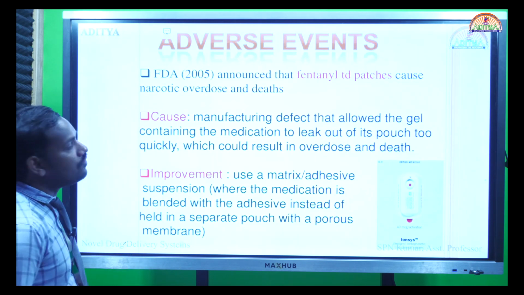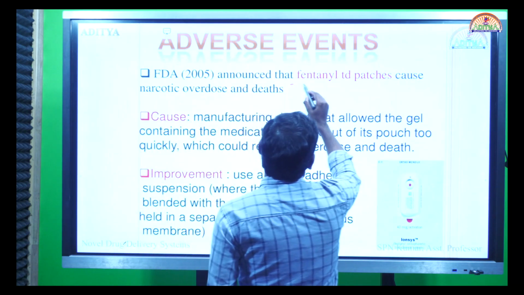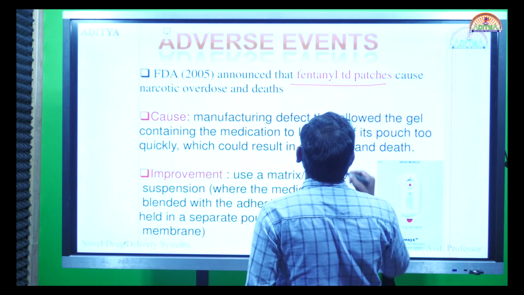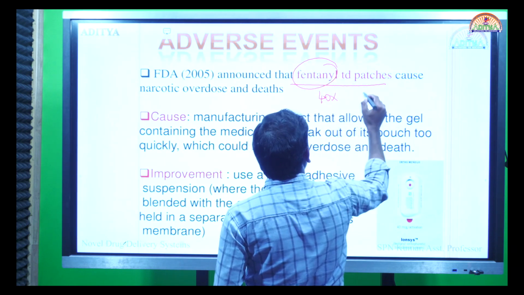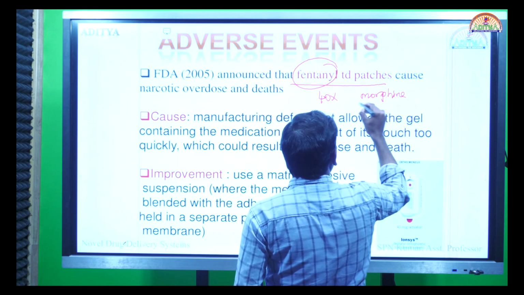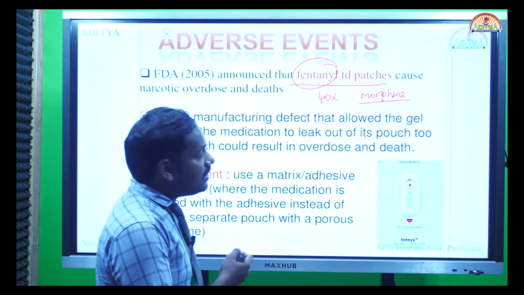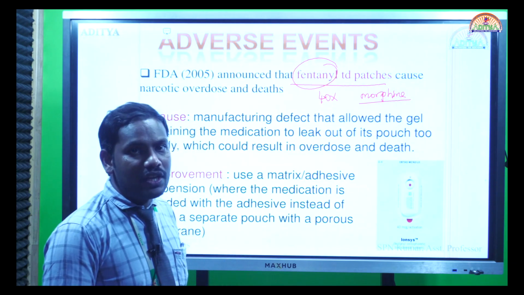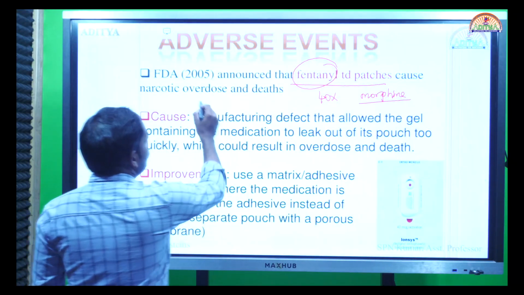So in 2005 FDA announced the withdrawal of fentanyl transdermal patches. The reason is, fentanyl is 40 times more potent than morphine. So we already know what is the problem of morphine. Morphine causes respiratory depression. So fentanyl being 40 times more potent than morphine, if it is given, can cause overdose and death.